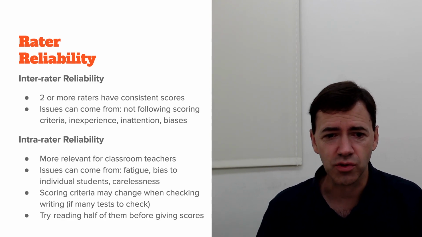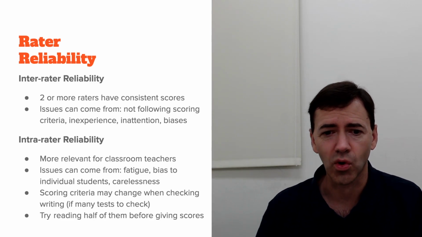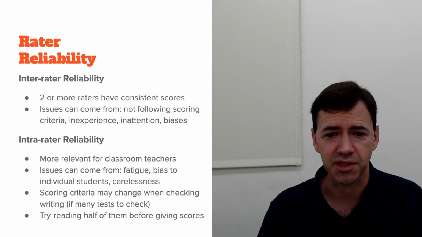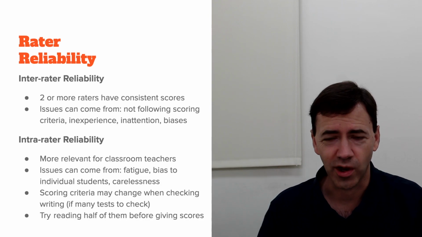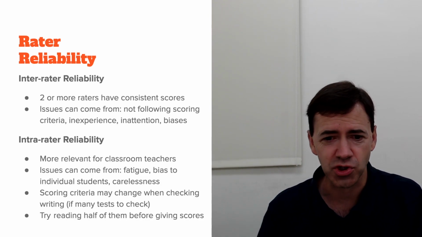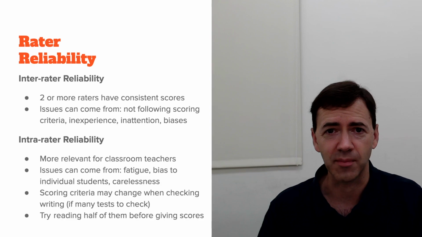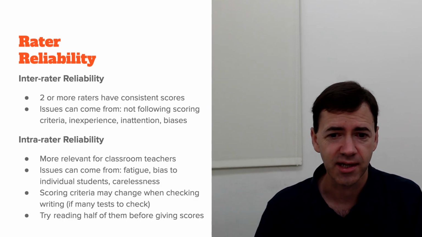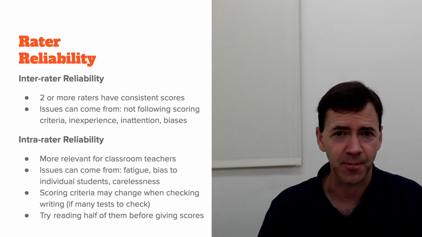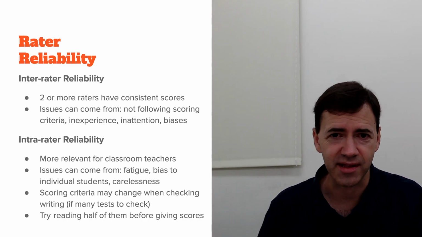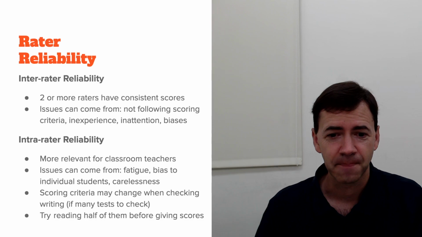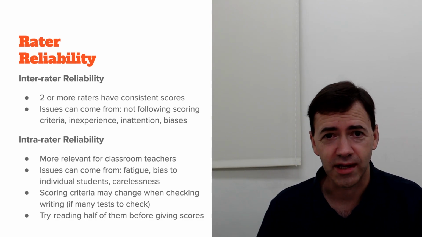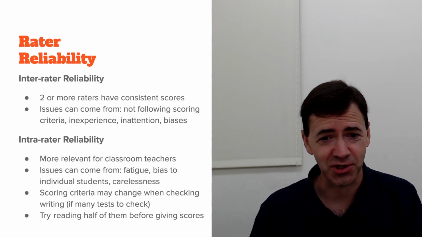Okay, now intra-rater reliability, this is more relevant for classroom teachers. And when you're checking, for example, multiple choice tests, it's not a problem, right? Because there's only one correct answer, even though you can still make mistakes. But when you're checking essays or paragraphs, something that's subjective, your own personal issues can actually affect the score.